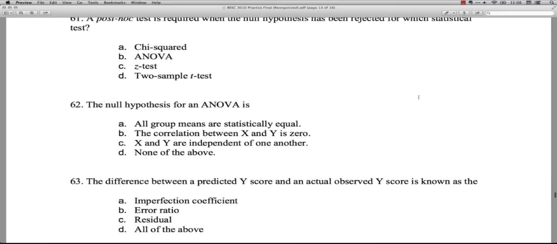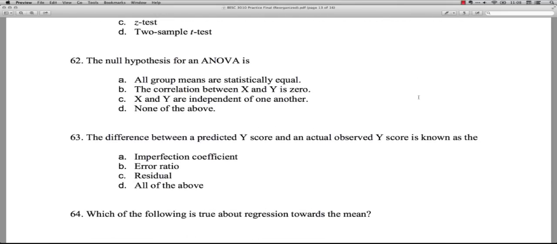All right, 62. The null hypothesis for an ANOVA, an analysis of variance, is A, all group means are statistically equal. Yeah, that's correct, that you're comparing several group means and that they're all the same. Another way of putting that is that the variance of the means is zero, so all group means are statistically equal. A is the correct answer. B, the correlation between X and Y is zero, that would be the null hypothesis for correlation or regression. C, X and Y are independent of one another, that's usually how you would word the null hypothesis for a chi-square test, where you're looking at the association between categorical variables. D, none of the above, no, because A is correct.